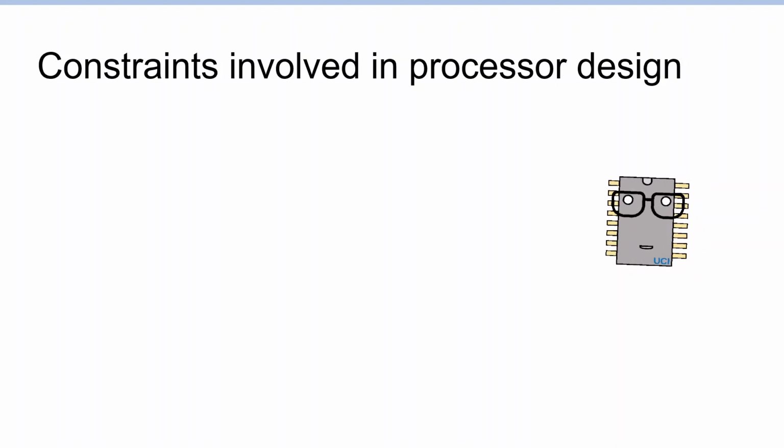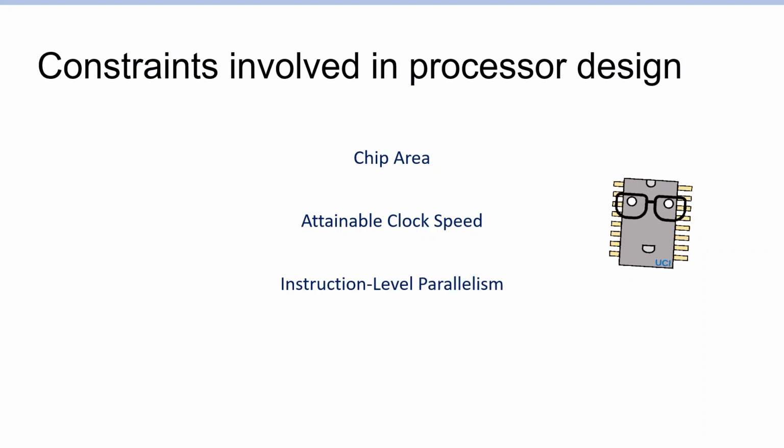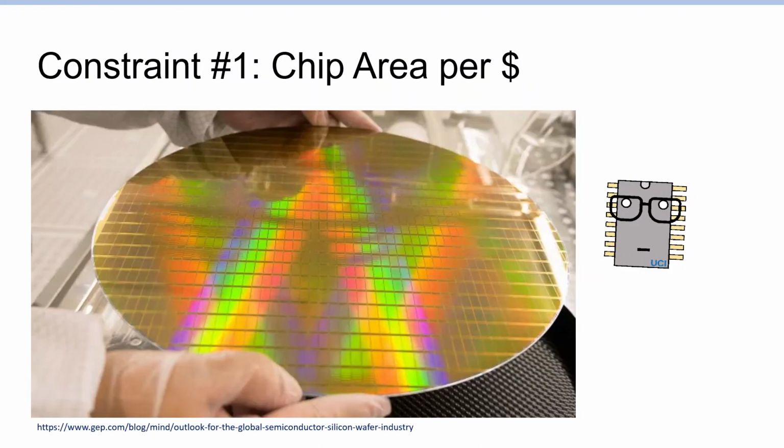Of course, if I wanted to list an exhaustive list of design constraints involved in processor design, the list could be quite long. But for today, I'm going to focus on 4 main constraints. The first being the chip area constraint, second being the attainable clock speed constraint, third being the instruction level parallelism constraint, and the fourth being Amdahl's law. So first, let's go into the chip area constraint.